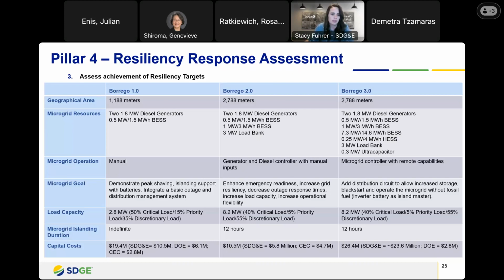And then the next row is just a simple repeat of the load capacity that I've stated before. And the second to last row is the microgrid island duration under each iteration. And then finally, you have the capital costs that came out of each iteration. So the first, Borrego 1.0, was a contribution from SDG&E, the DOE, and the CEC. Borrego 2.0 was strictly SDG&E and the CEC grant. And then Borrego 3.0 is SDG&E and our DOE grant with NREL. Next slide.